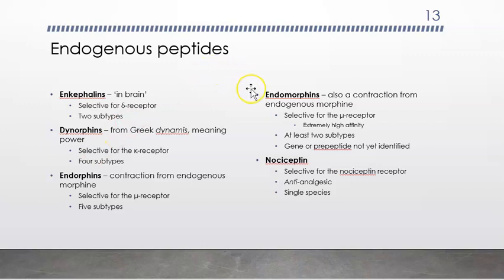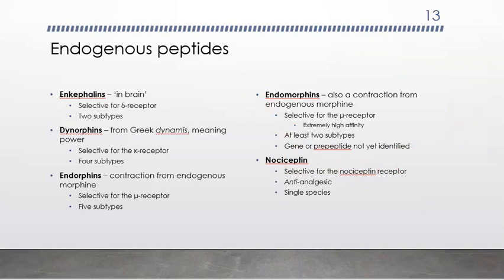And then we've got endomorphins. So these are also a contraction from endogenous morphine, also selective for the mu receptor. Endomorphins are more strongly selective, where they have a higher affinity for the mu receptors than, say, endorphins do. And there are at least 2 types of endomorphins. We're still looking at them. So the genes and pre-peptides for endomorphins have not been identified yet.